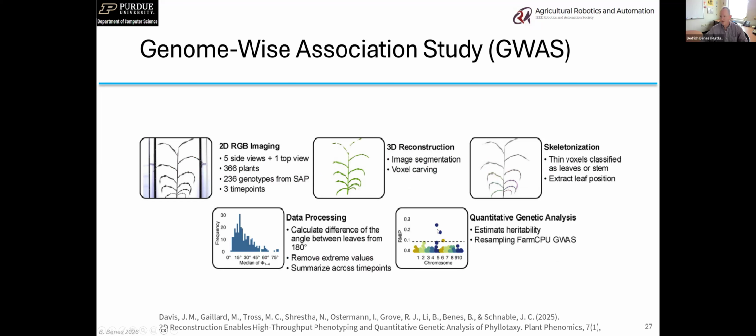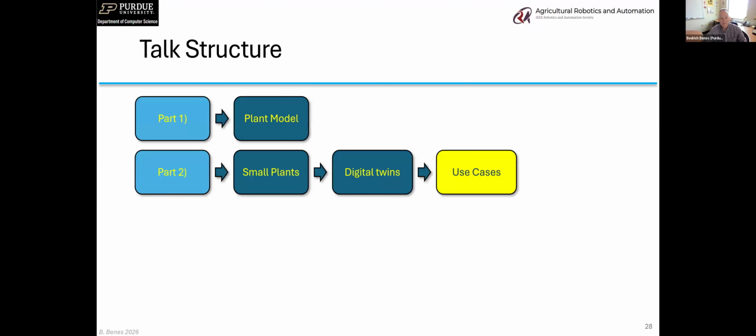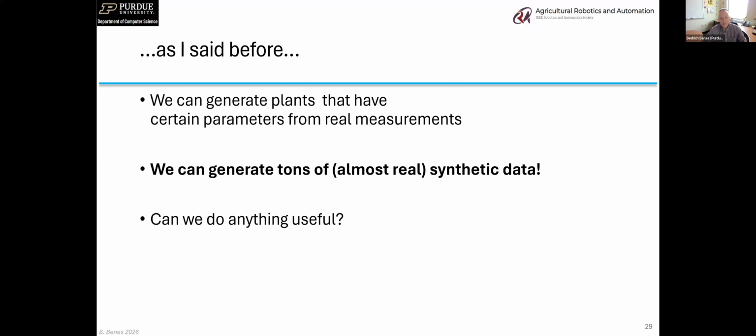So once you get this data, you can do really interesting things, but you really need to communicate with your partners, because we were not aware that something like this can be done for the plants that have a known genome. This was use case one. Use case two is, as I already mentioned, we can generate synthetic data. Now the question is, can we do something useful?